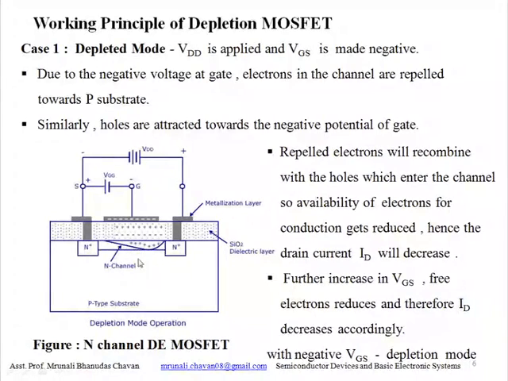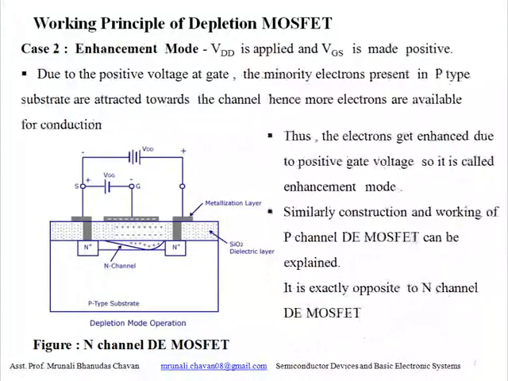Thus with more negative voltage, the MOSFET will operate in the depletion mode, and in this mode the MOSFET acts as an open switch. At a particular value of VGS, the ID becomes 0.